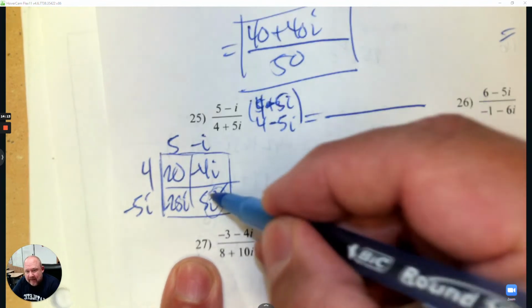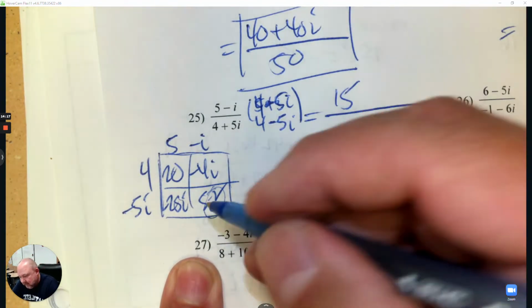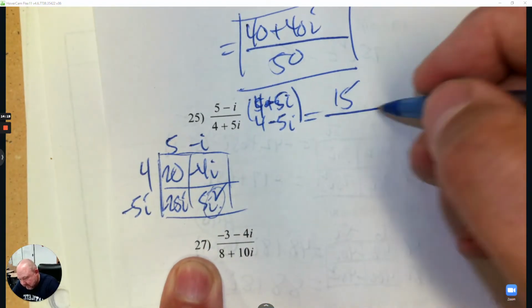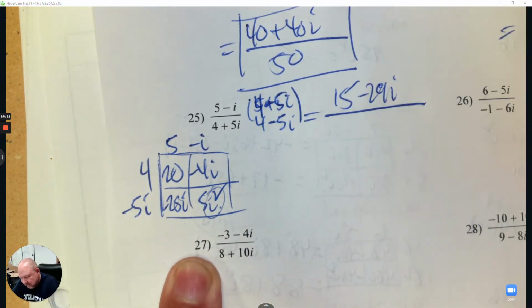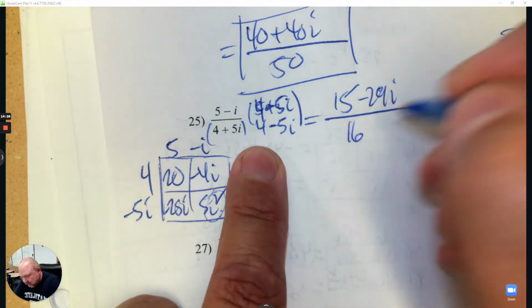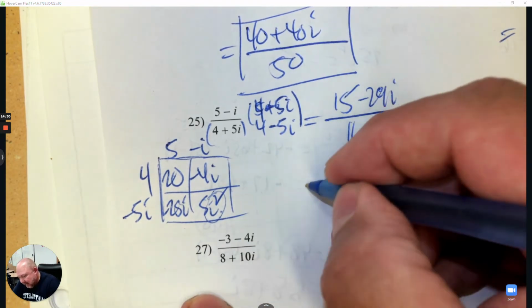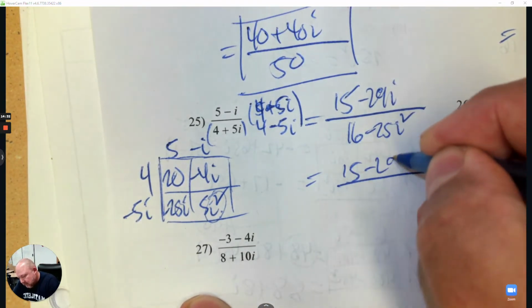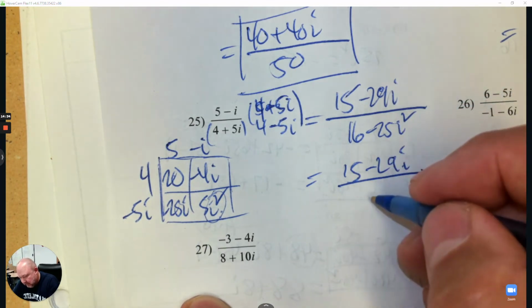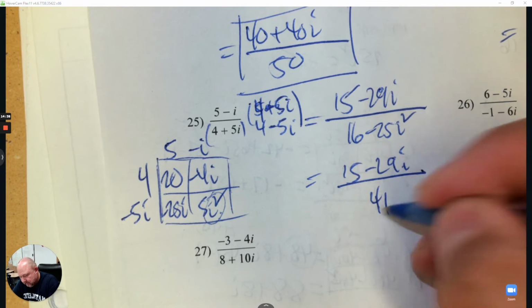So I know i squared is negative 1, right? So this is 20 minus 5. That's 15. And then combine that together, that's negative 29i. So that's not too bad. The denominator, 4 times 4 is 16, and 5 times negative 5, and that i squared makes it plus 25. So 16 plus 25, and you get your answer.